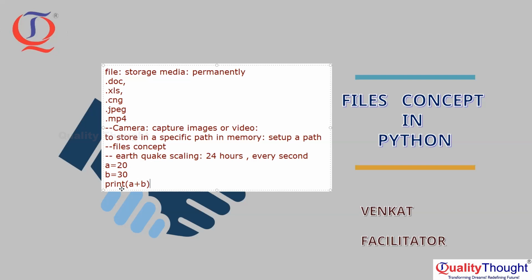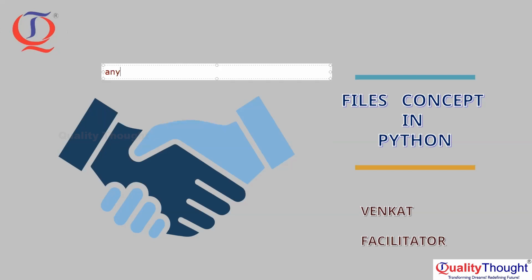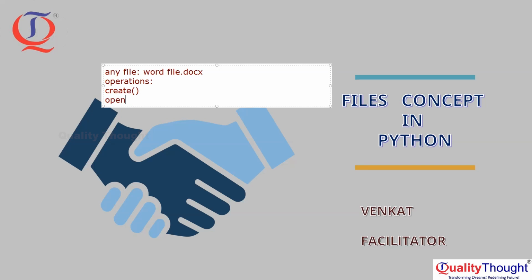Right. Now, you can take any file. Let's suppose I'm taking a Word file, whose extension is doc or docx. Now, if you work with any file, what are the most frequent operations you are going to apply? Operations on any file. We need to create a file. We need to open the file.